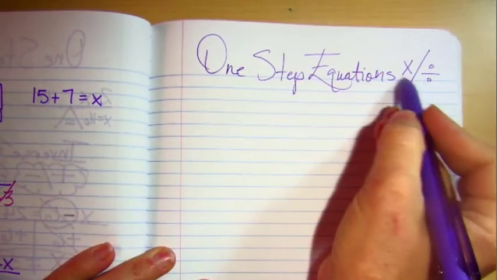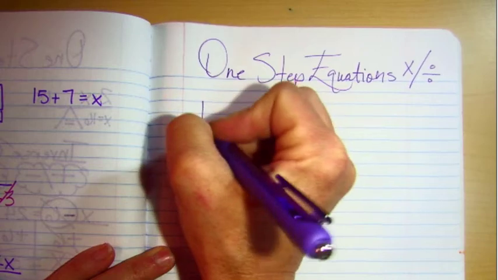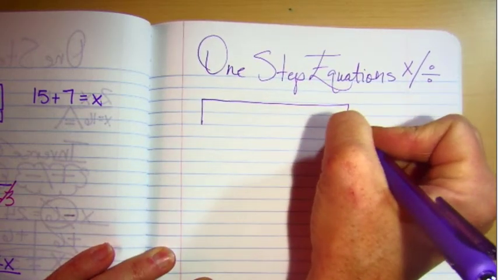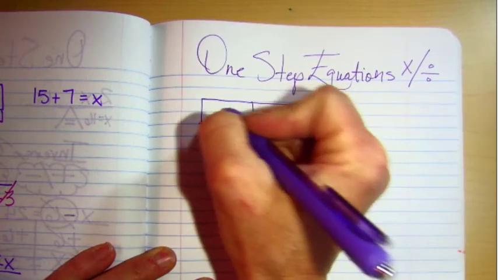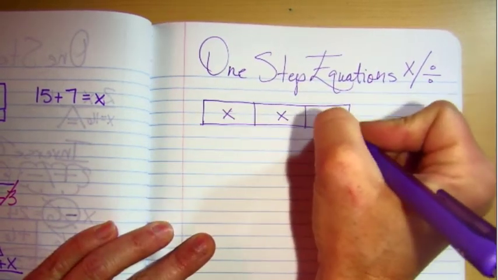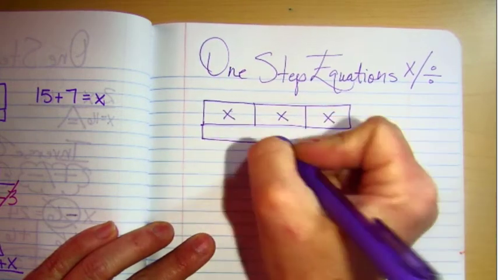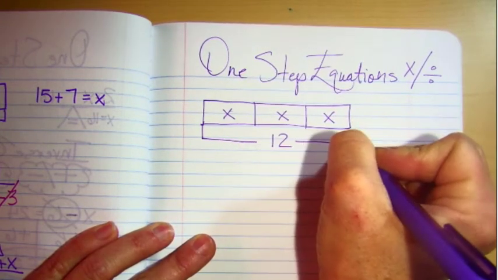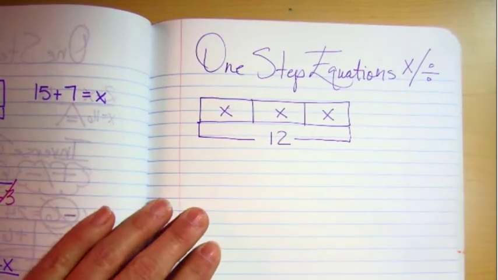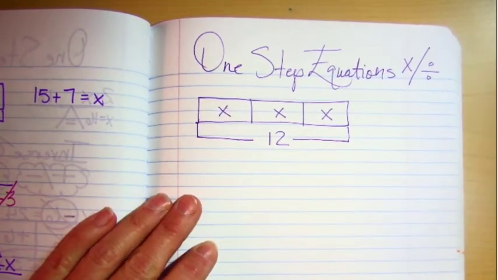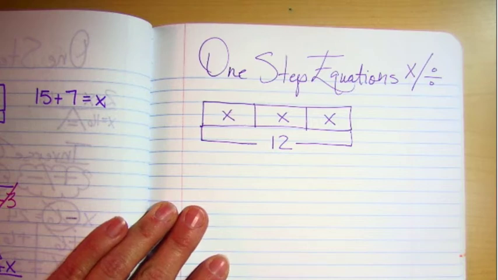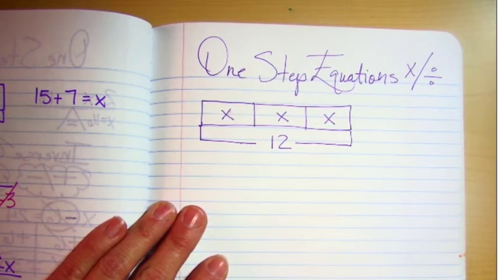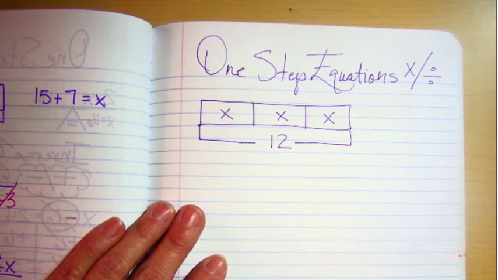So for one-step equations with multiplication and division, I'm going to show you what the models look like first because these are a little weird. These are going to look really weird at first because you really haven't had this before. The adding and subtracting strip diagrams you've had for probably 3-4 years. Some teachers spend more time on it than others, but these are a little wonky.